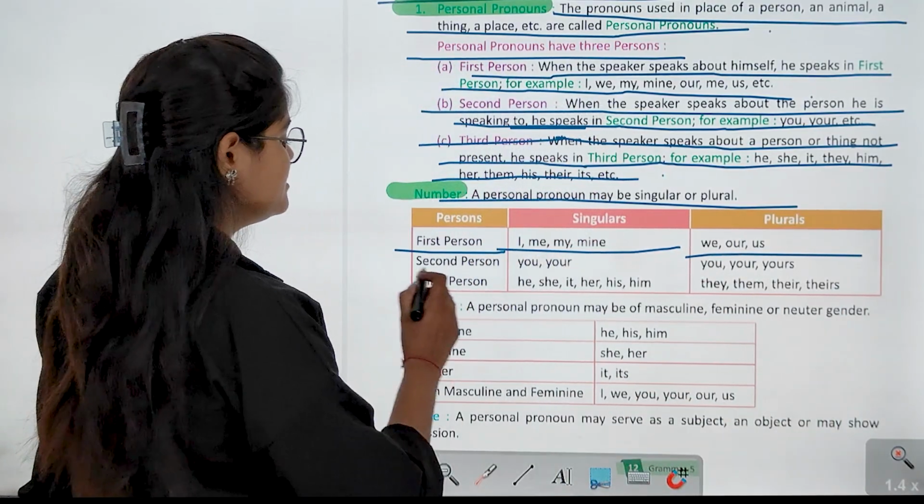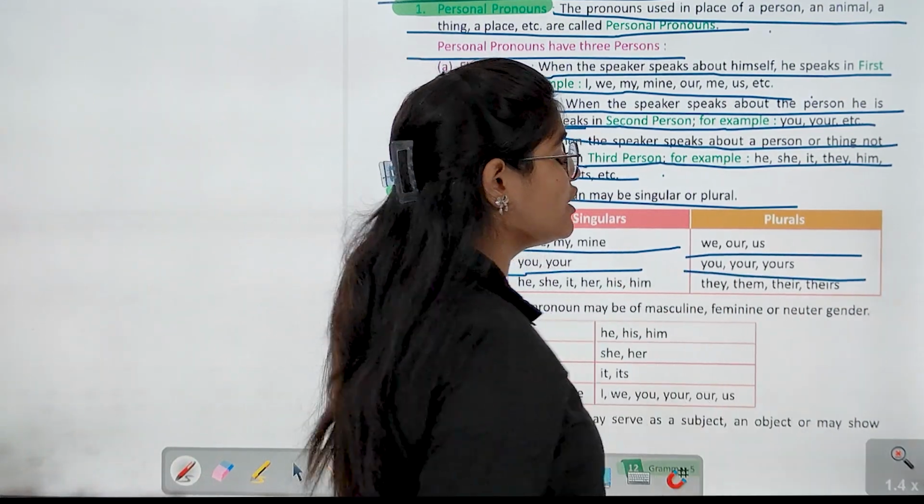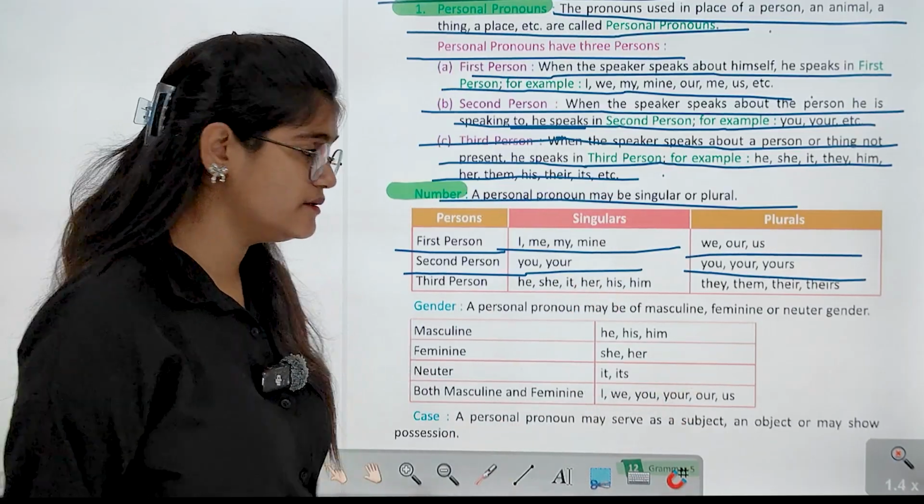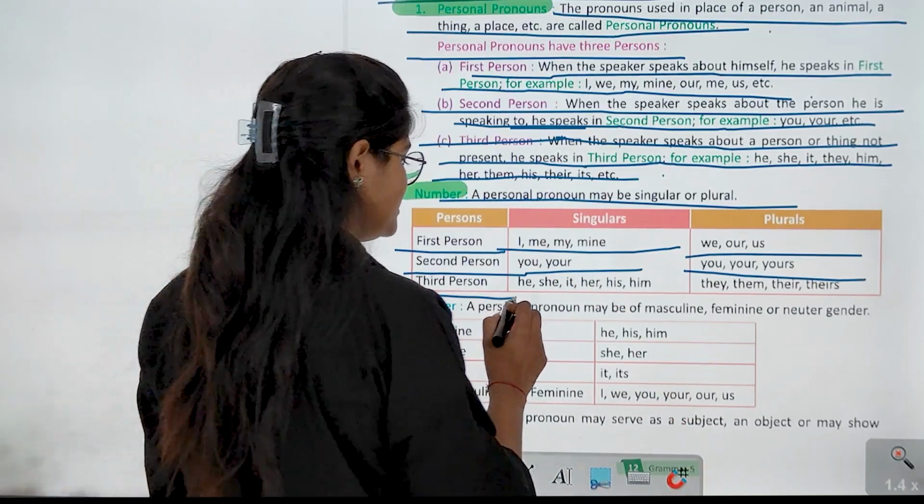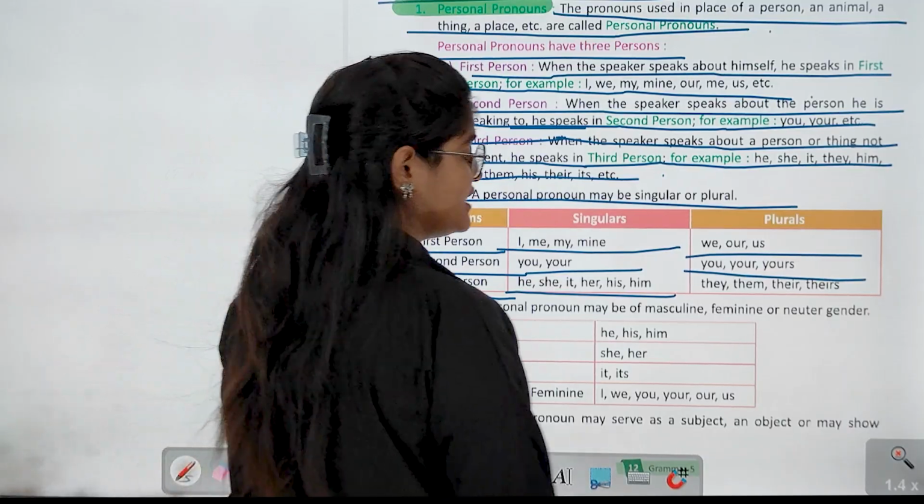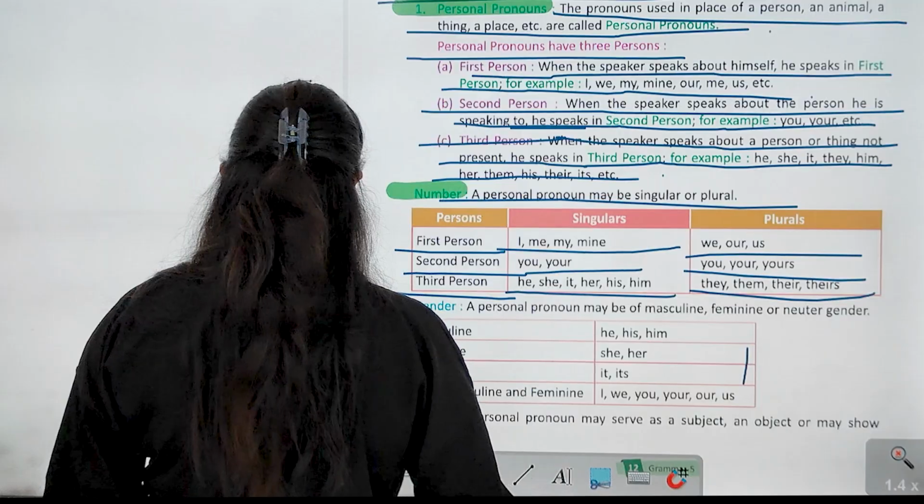After that, second person, you, your, yours. In the plural form, it remains the same. Right? After that, third person, he, she, it, her, his, him. And in the plural form, it becomes they, them, their, and theirs.